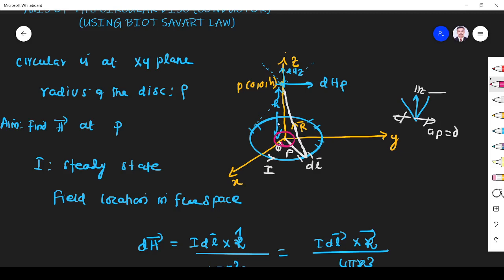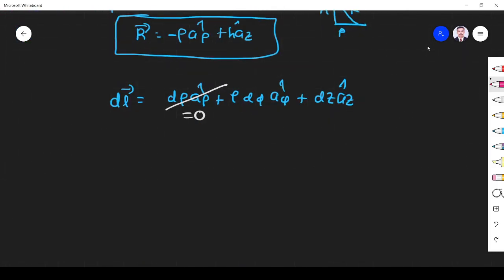Because my disk is in the xy plane, it is like a rotational one. So only the phi component will contribute. Already we proved the rho component is 0. Similarly, the Z component, above the disk and below the disk, will cancel each other. So the Z component is also 0. We have only the phi component. So what happens? DL is equal to rho d phi A phi only.